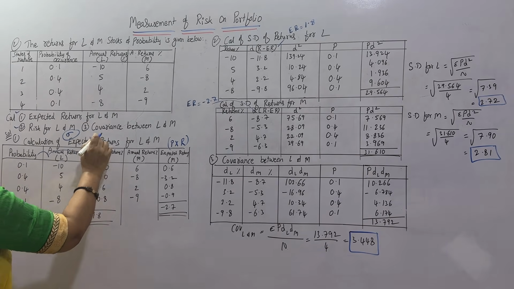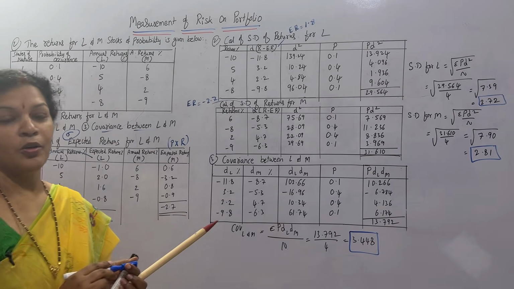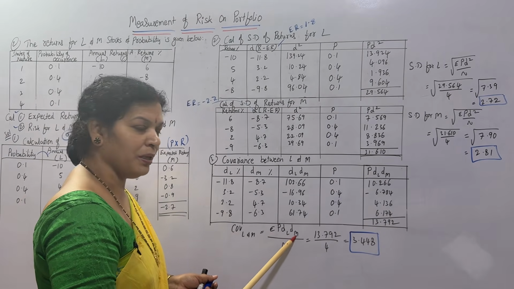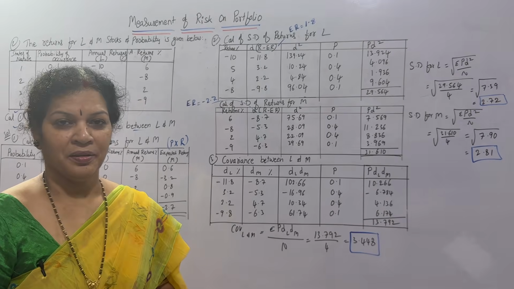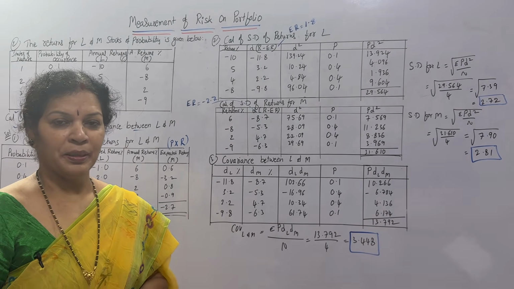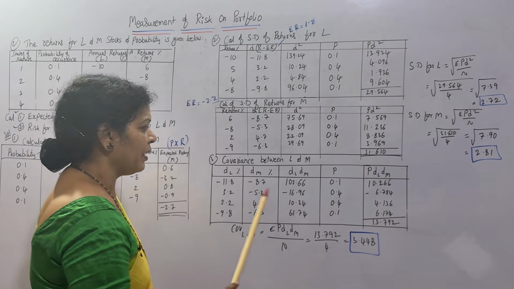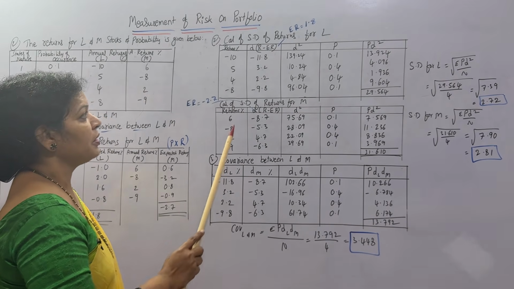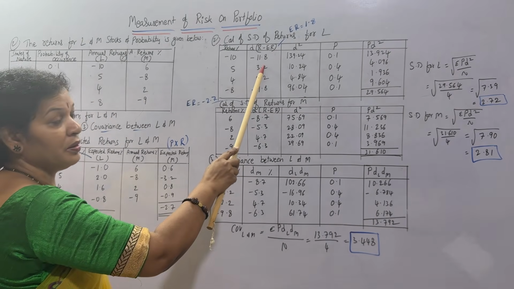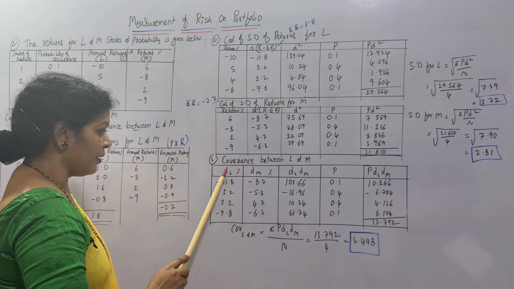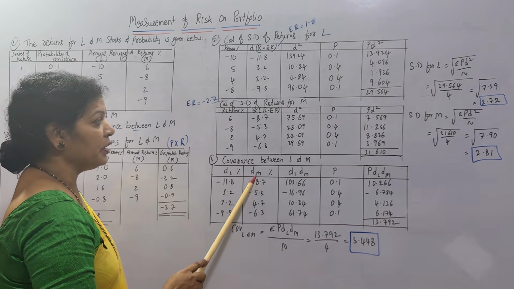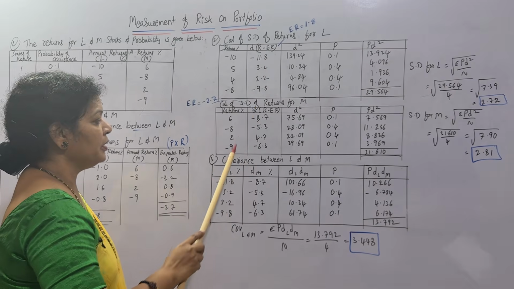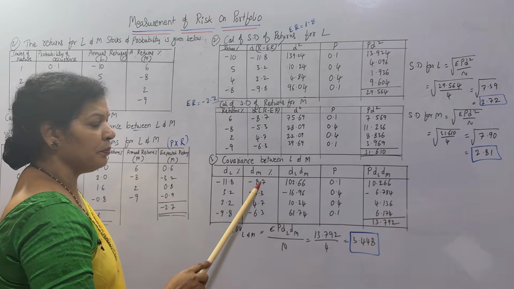Now let's focus on the covariance between L and M. Covariance, what is the formula? Formula is sigma of PDL PDM by N. So as per that formula, I have drawn a table. DL means nothing but this one, deviations of L. In the same way, DM, deviations of M, this one. As it is, DL, DM.